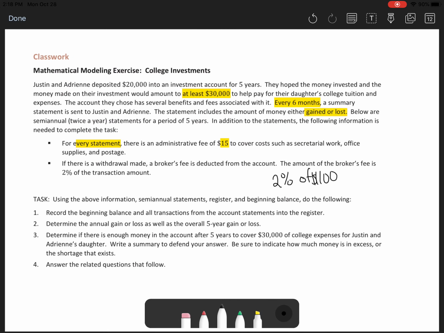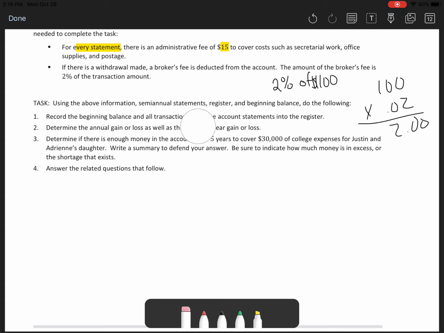So using the information above, the semi-annual register and beginning balance, do the following. We're going to record the beginning balance and all transactions from the account statement into the register. We're going to determine the annual gain or loss as well as the over 5-year gain or loss. We're going to determine if there's enough money in the account after 5 years to cover the $30,000 in expenses for Justin. And then we're going to write a summary to defend our answer. Be sure to indicate how much money in excess or in shortage exists. And we're going to answer the following related questions.